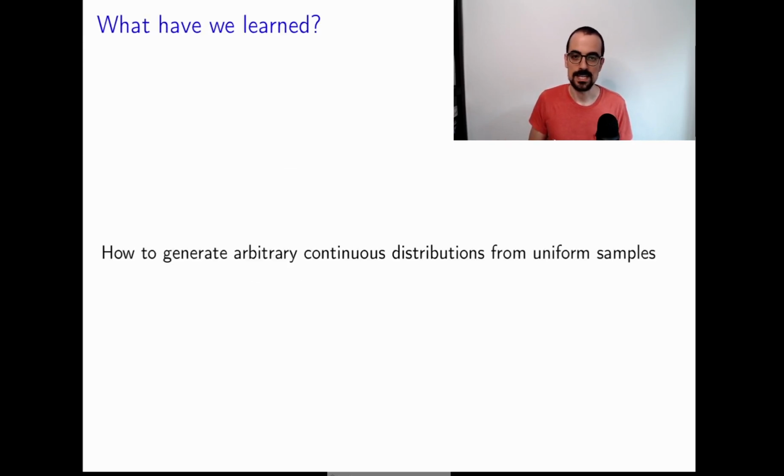Okay, and what we've learned today is how to generate samples from an arbitrary continuous distribution, reshaping uniform samples.